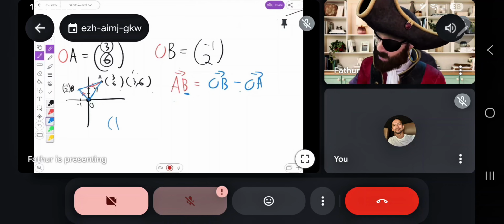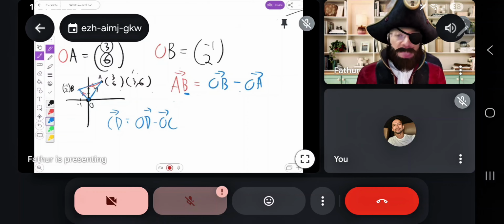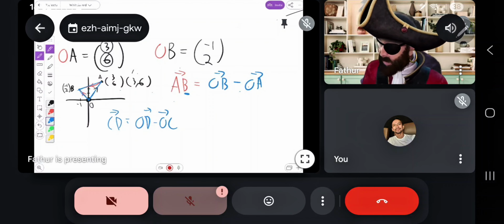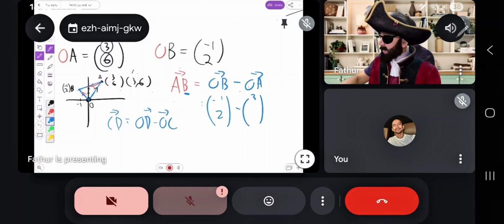If they ask you to find CD, you're talking about OD minus OC. See, always second letter minus first letter. Alright, so in this case, OB is negative 1 and 2 minus OA, 3 and 6.